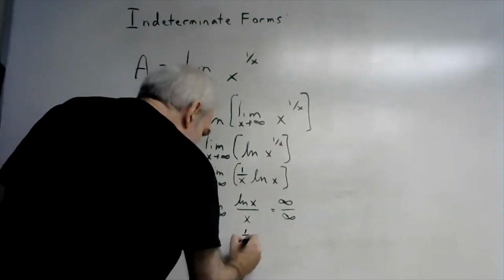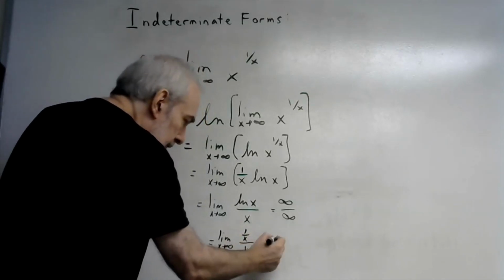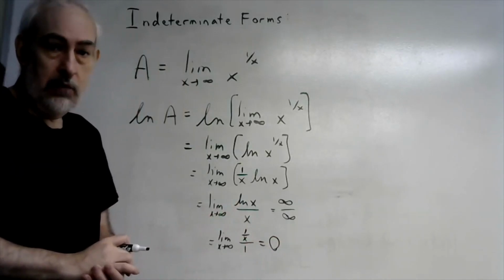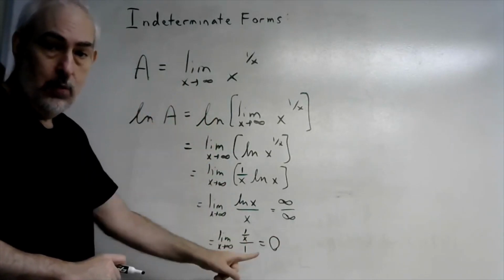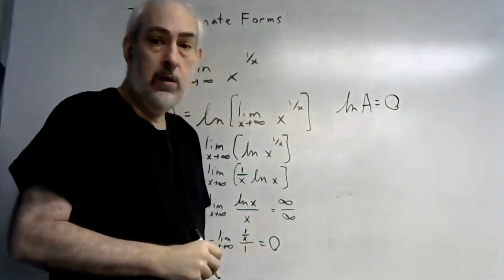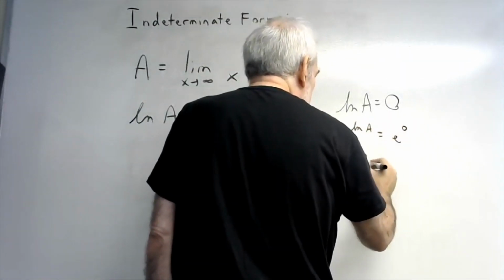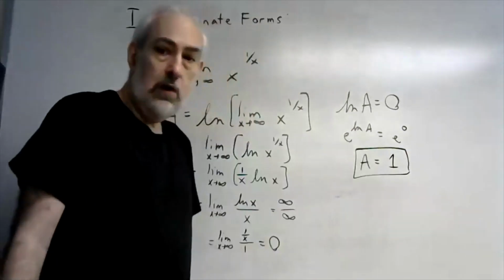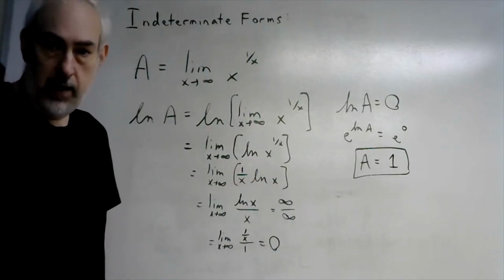The derivative of the top is 1 over x, the derivative of the bottom is 1. And then as x approaches infinity, 1 over infinity goes to 0. So you have 0 over 1, which is 0. But that's not the answer, because remember, we took the natural log of everything first. Therefore, ln of a equals 0. So if ln of a equals 0, what is a? Well, now you have to raise both sides to the power of e. So the e and the ln cancel, and e to the 0 is 1. So a is 1, where a was the limit. So the answer is our limit equals 1.